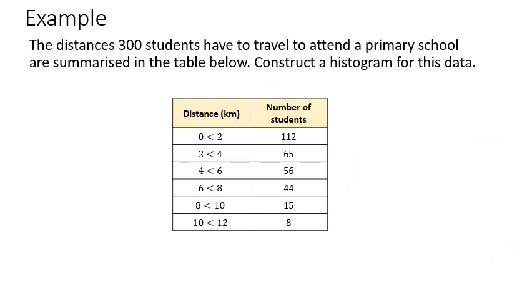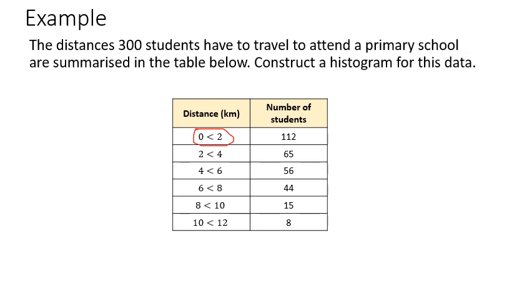So in this example, we're looking at 300 primary school children and the distance that it takes them to get to school. So I want you to notice here that we're using grouped data. And in this instance, we in fact have to use grouped data because, of course, distance traveled to school is continuous. So there are many different answers that students can give.